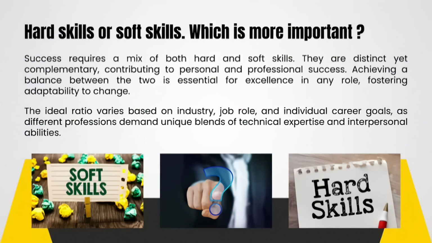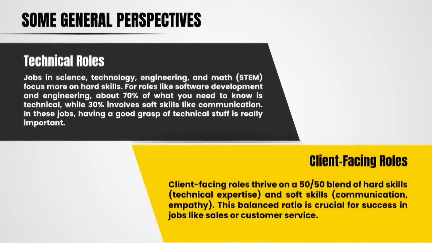Now, what should be the percentage or the ratio? It depends upon the kind of job that you are doing, and because of that there are some general perspectives. For example, technical jobs like jobs in science, technology, engineering, and maths, which is STEM, focus more on hard skills. For roles like software development and engineering, about 70% of what you need is your technical skill, which is your hard skill, while 30% involves your soft skills like communication. In this job, having a good grasp of technical stuff is really important.